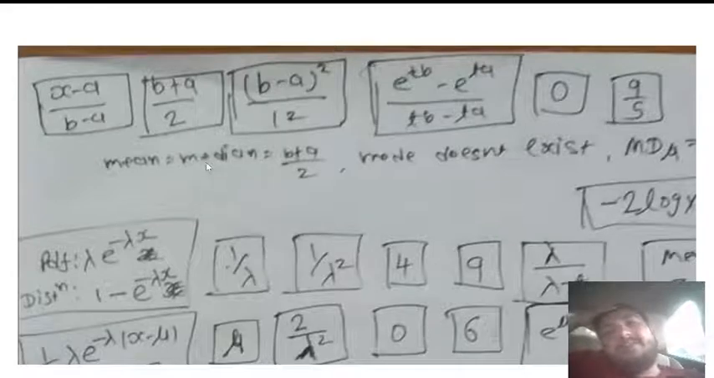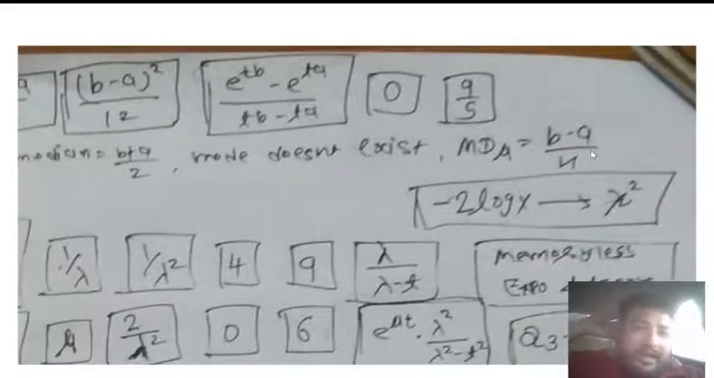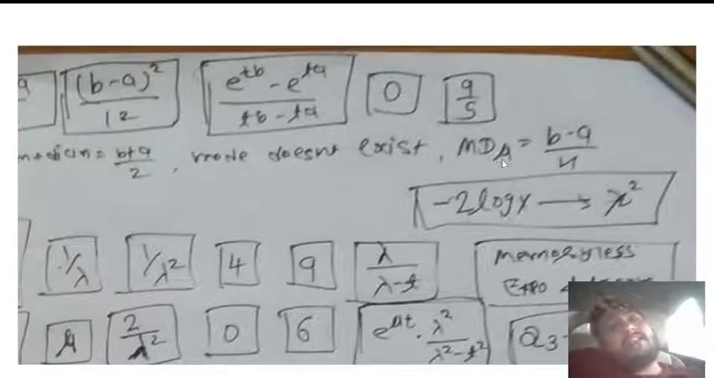Mean and median are the same, b plus a by 2, in this rectangular distribution function, and mode doesn't exist for the rectangular distribution function. One more property which we are not covering for our distribution: the mean deviation about mean is b minus a by 4 in this rectangular distribution function.